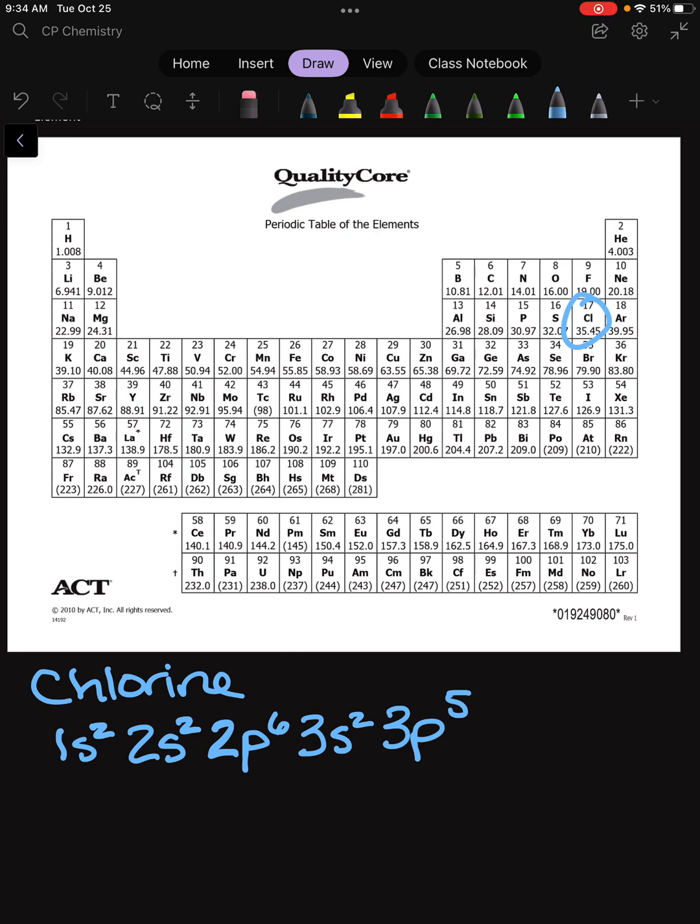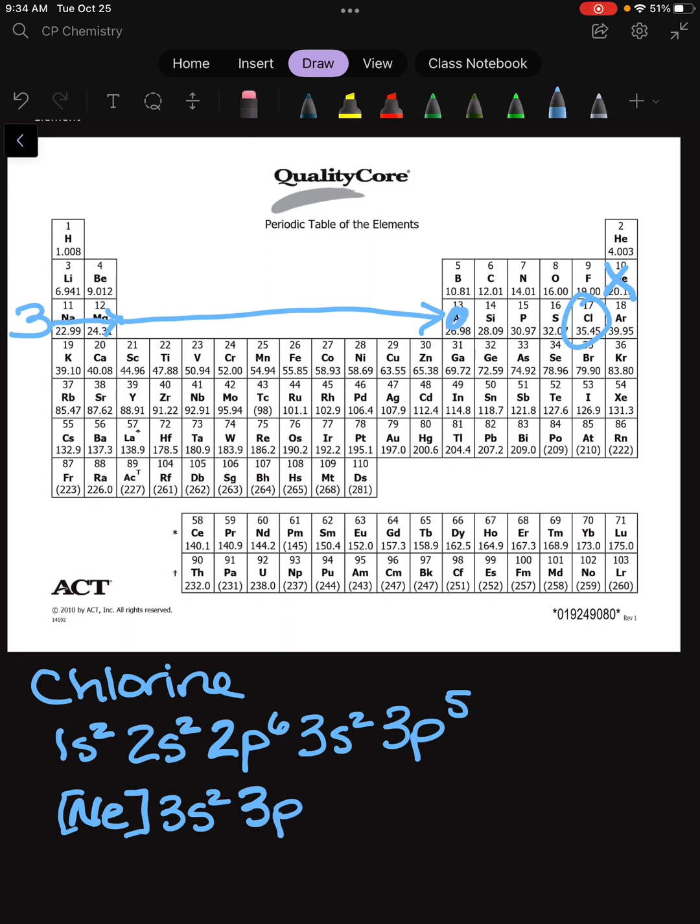So we're working on chlorine. So Ne is the noble gas in brackets. And then we're starting here. If we start there, we go down to period 3. So we're starting with the 3s2. So we're working our way through the S block. And then we're going immediately into the P block, which is 3p. And again, chlorine is 1, 2, 3, 4, the fifth one in the P block, so 3p5.